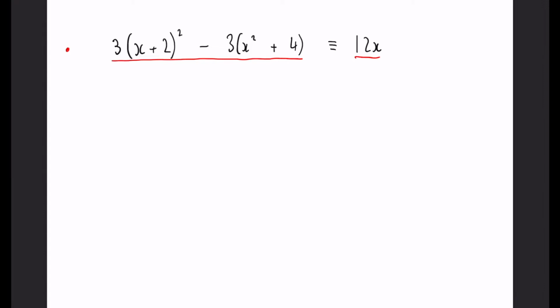You can see straight away we have brackets to expand on the left-hand side, so we're going to do exactly that. So we'll keep the 3 on the outside here, but if we expand x plus 2 squared, we're going to have x squared plus 4x plus 4. And again, if you aren't too sure on that, I've made a video on expanding double brackets, so go ahead and watch that back. And then the second one will expand out to become 3x squared plus 12.